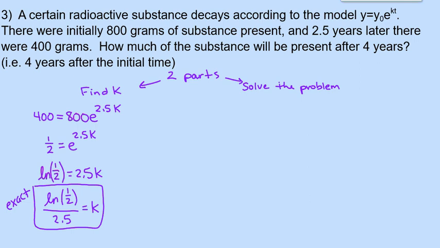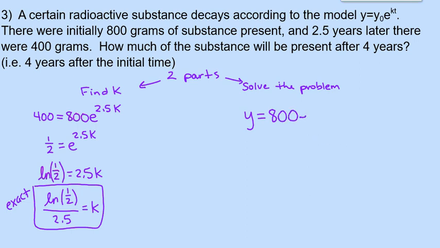Okay, now it says how much of the substance will be present after 4 years. So we're given the time, and we need to find the final amount. So the final amount is the unknown. The initial amount, are we supposed to use the 800 or the 400? Let's see, it's 4 years after the initial time. Initially they were 800. We're supposed to use the 800. You have to read the problem really carefully there.